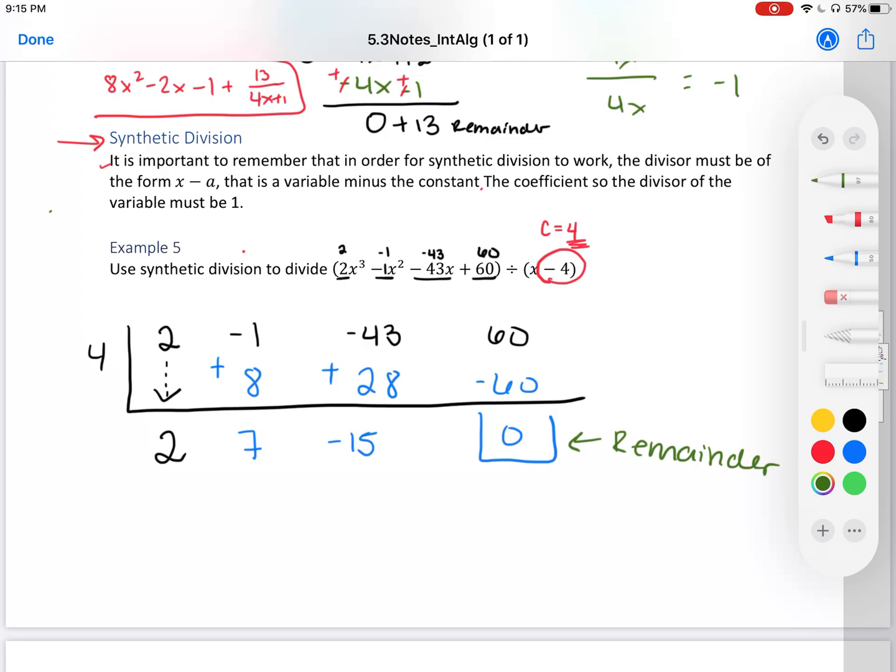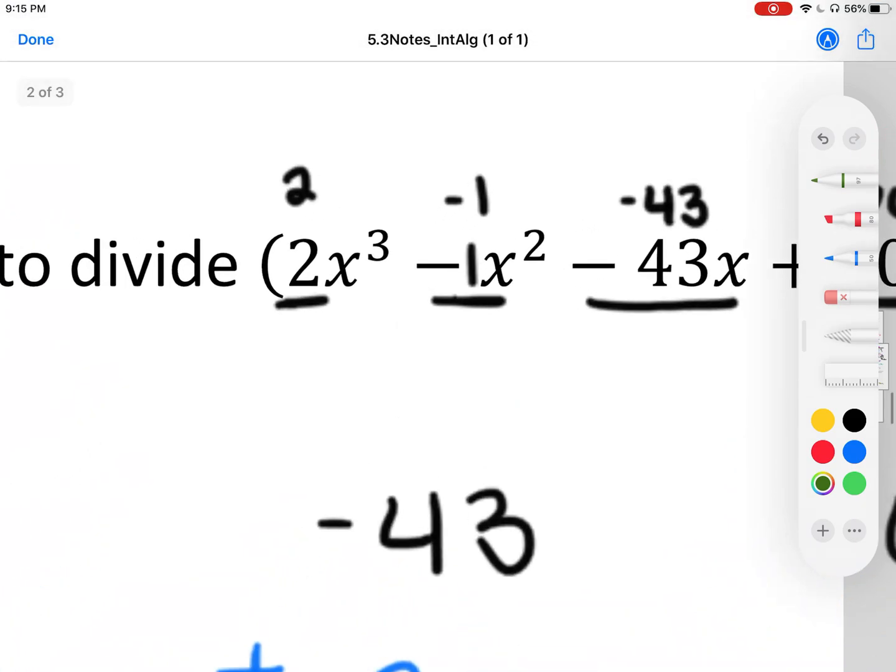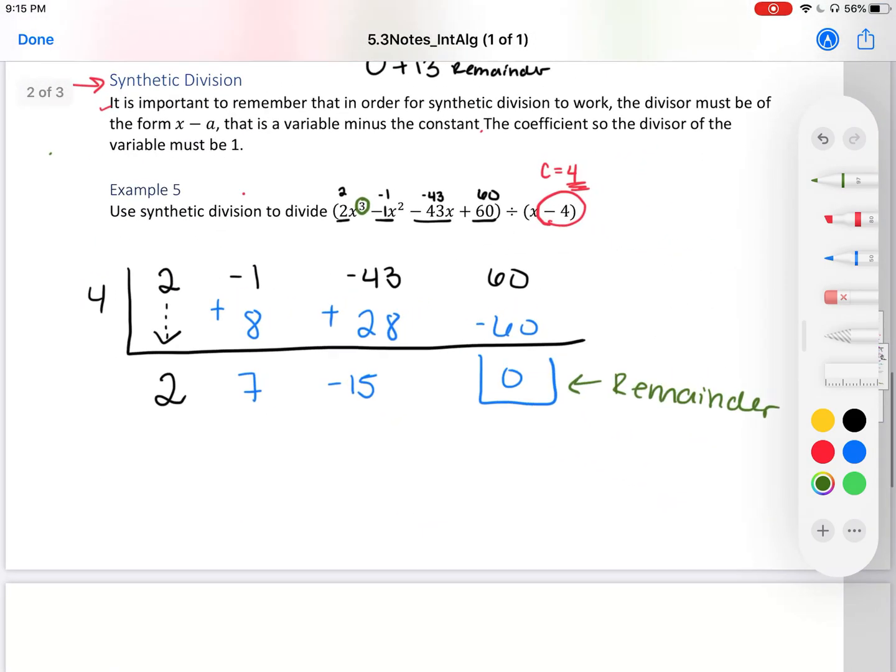Now there's two ways to think of this. If your highest exponent is a 3, your answer will start with the x squared. How I like to think about it is you start with no x, and keep going one more x. So in this case, we have x squared. So our answer to our division is 2x squared plus 7x minus 15.